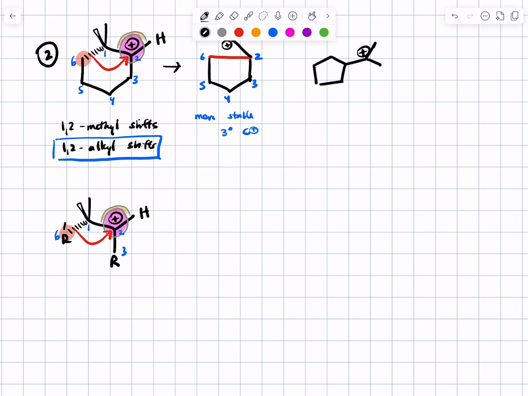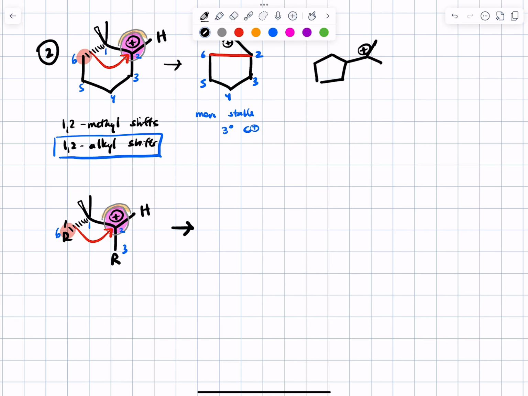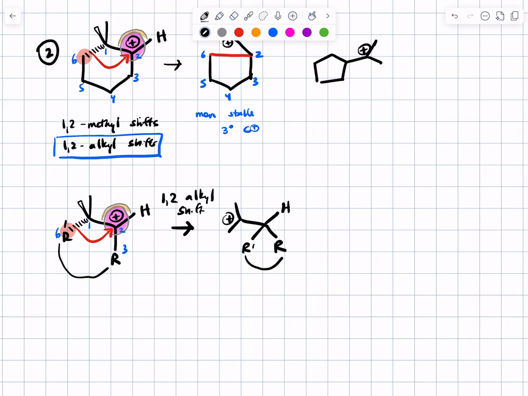If we get rid of the ring and then we simply show, oh, it's the R prime group that's shifting over to give this, then it's not such a big deal. You see that that's just a 1,2 alkyl shift. And then you can go back in and remind yourself that R and R prime are actually attached to each other. That maybe simplifies things a little bit. So that's just an alternative way of thinking about it if drawing the ring switching like that is a challenge for you.